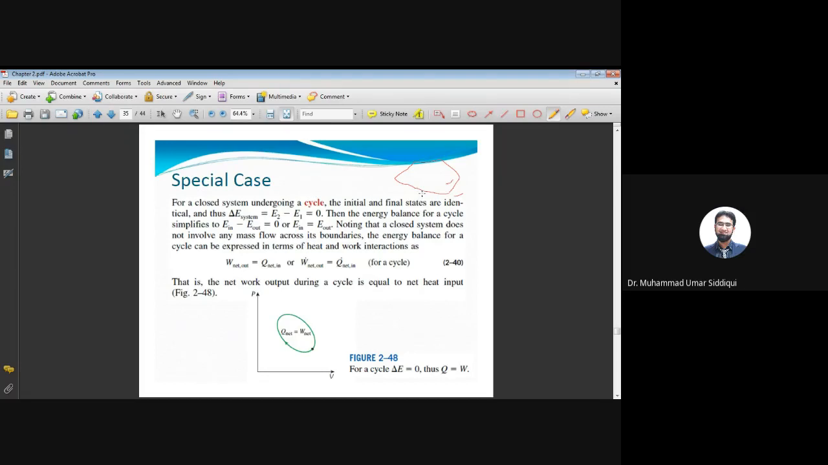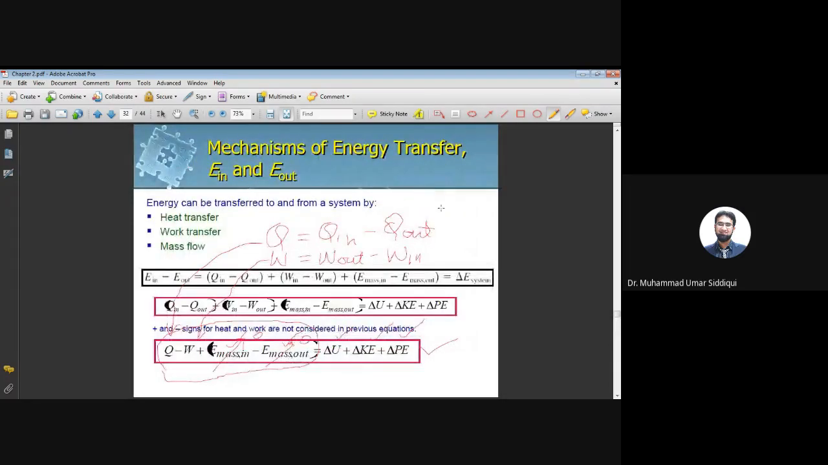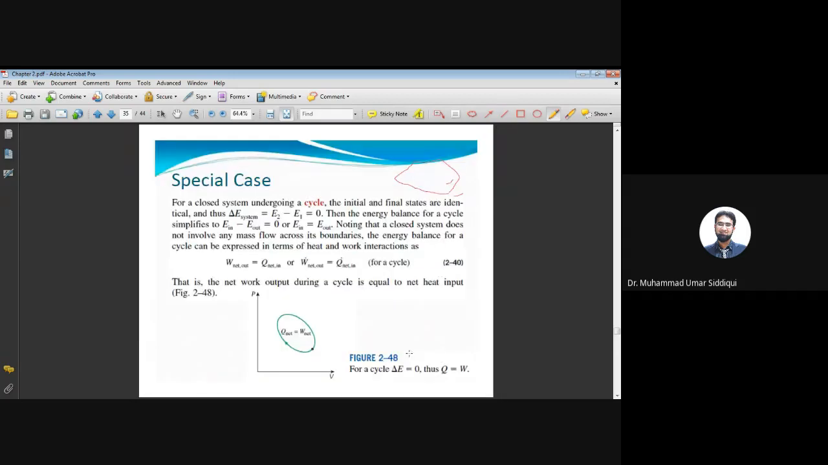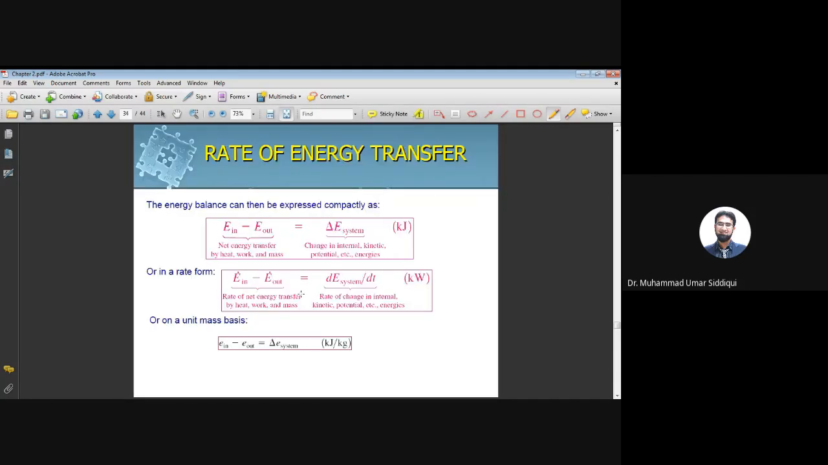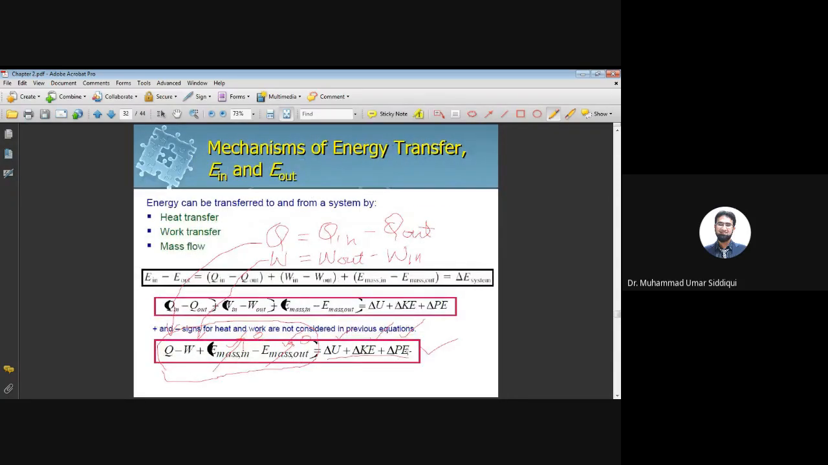So when we talk about the first law of thermodynamics, we are dealing with the change in the energy from initial to final. So if we are talking about a thermodynamic cycle, for a cycle this delta will be zero because the initial and final state are the same, right? So for the case of a thermodynamic cycle, first of all, delta E will be zero. So when delta E will be zero, that means all these energies, summation of them will be zero. So we'll end up with Q minus W plus E mass in minus E mass out.